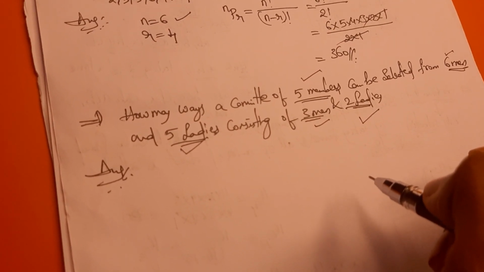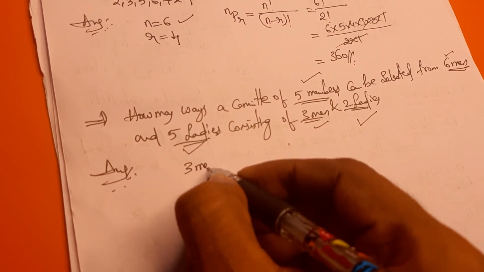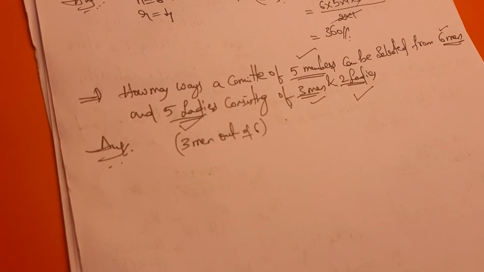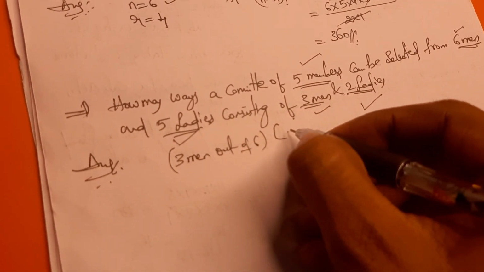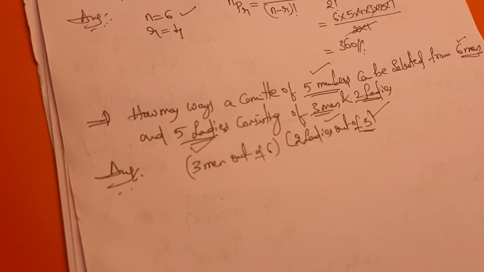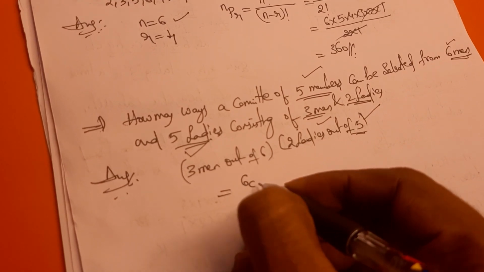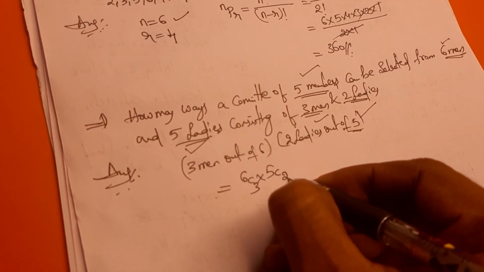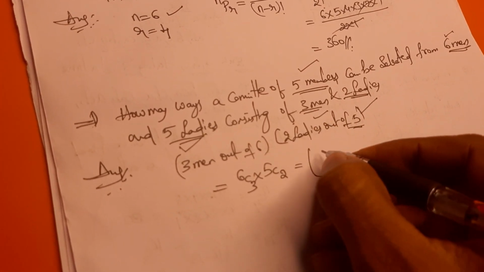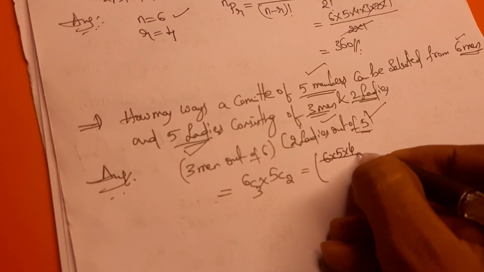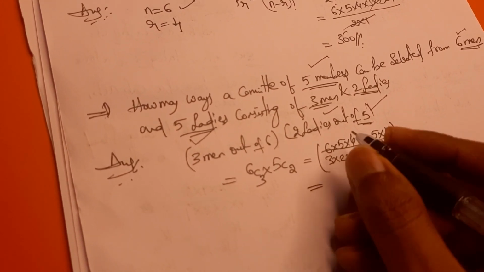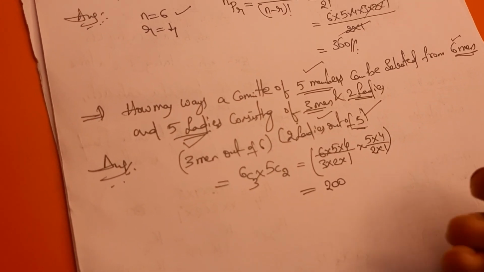So the required is, you have to select 3 men out of 6. And next, what will be remaining? That will be 2 ladies out of 5, right? So the required combination will be 6C3 cross 5C2. Next, if you apply the combinations formula, that will be 6 cross 5 cross 4 divided by 3 cross 2 cross 1, into 5 cross 4 divided by 2 cross 1. So if you calculate this, you will get the answer as 200.